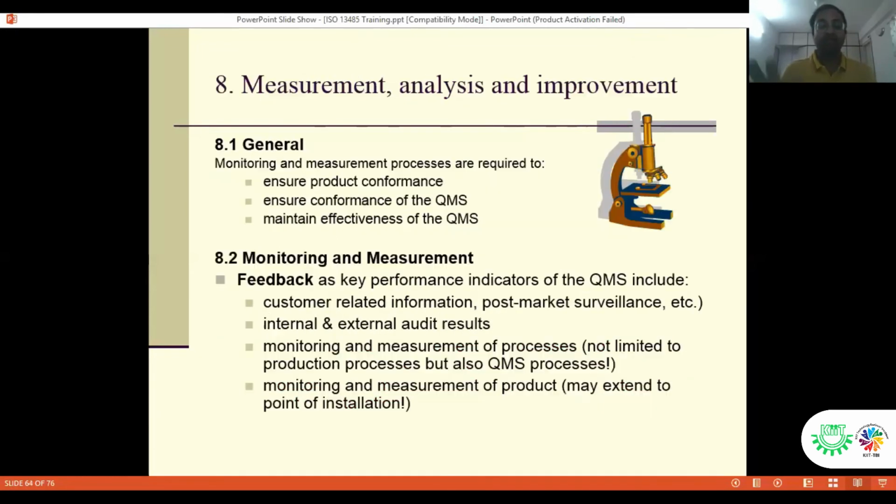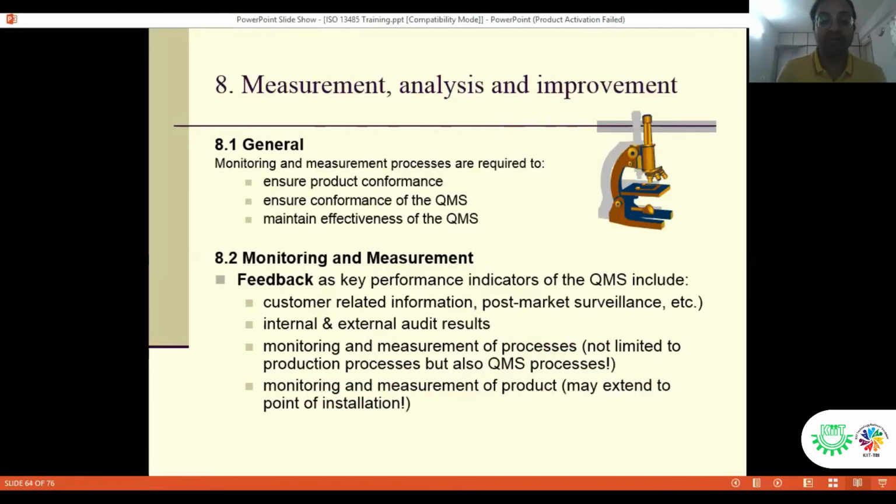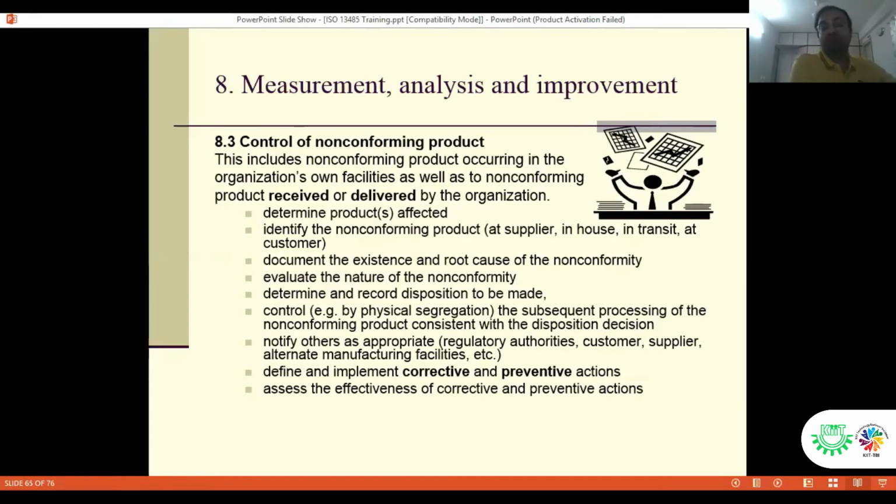I have given you a brief overview of what clause 7 covers. Now I'm giving the introduction of clause 8. Clause 8 talks more about monitoring and measurements. There are different ways of doing monitoring and measurements. It covers feedback, how to get feedback: you should have a feedback system in your quality management system, such as a customer complaint system, so you can monitor your devices. Clause 8.3 talks about the control of non-conforming product.